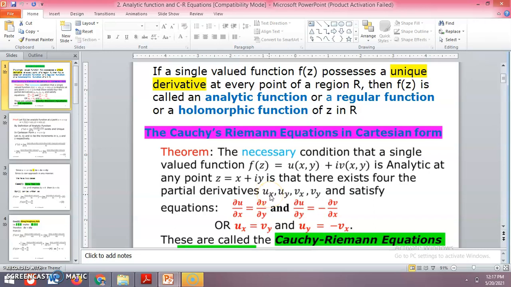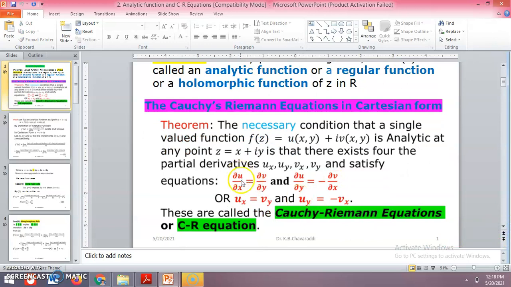as you know, these partial derivatives ux, uy, vx, vy, that is, u and v with respect to x and y partially, and they satisfy these relations: dou u by dou x equal to dou v by dou y, and dou u by dou y equal to minus dou v by dou x. The relation between u and v with respect to x and y, and the relation between u and v with respect to y and x, these we call the Cauchy-Riemann equations.